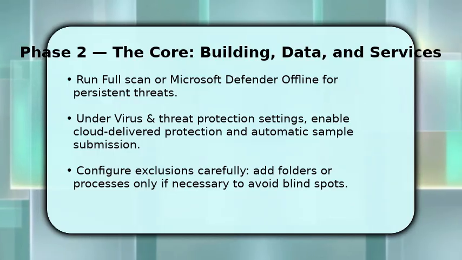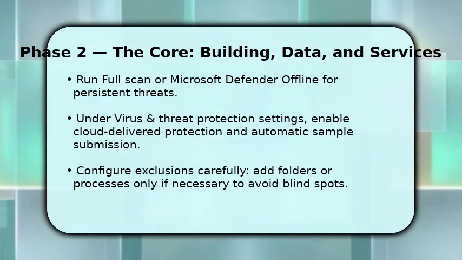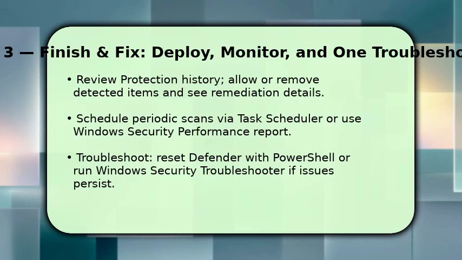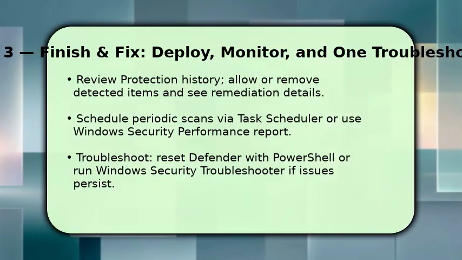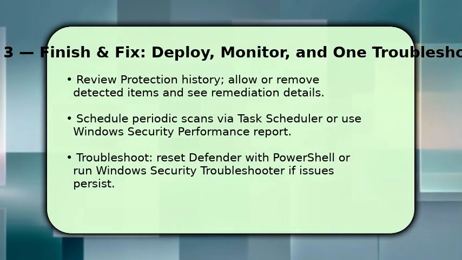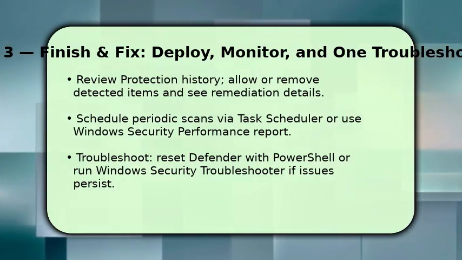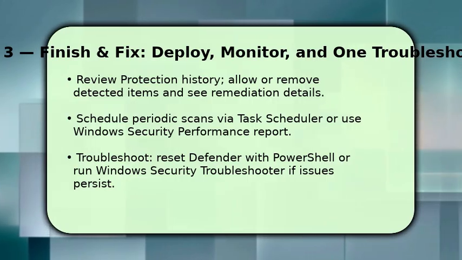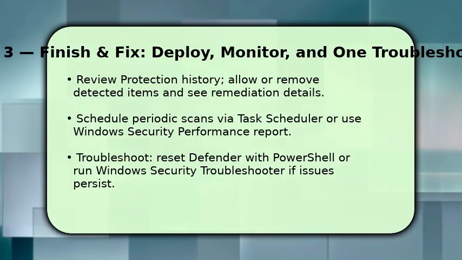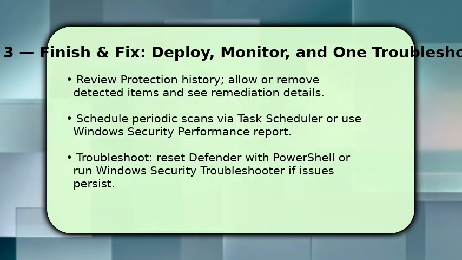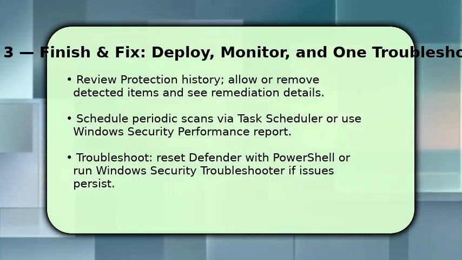You finish by validating changes and setting maintenance. Open protection history to confirm threats were handled and schedule regular scans using Task Scheduler or Windows Security's periodic scan settings. Make sure automatic sample submission and cloud protection remain enabled so Defender updates adapt to threats.